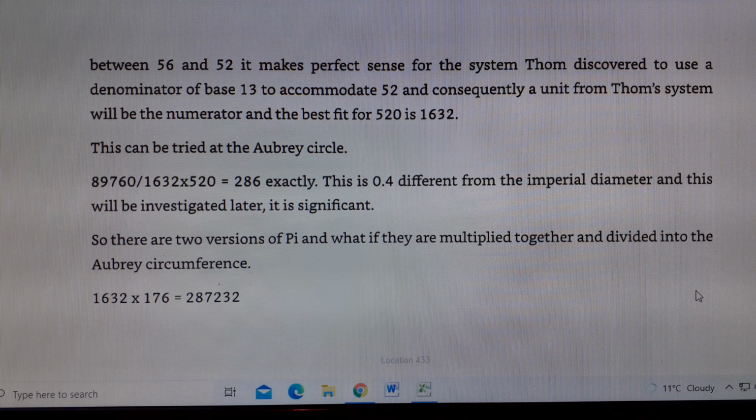89760 divided by 1632 times 520 equals 286 exactly. This is 0.4 different from the imperial diameter, and this will be investigated later. It is significant. So there are two versions of pi, and what if they are multiplied together and divided into the Aubrey circumference?